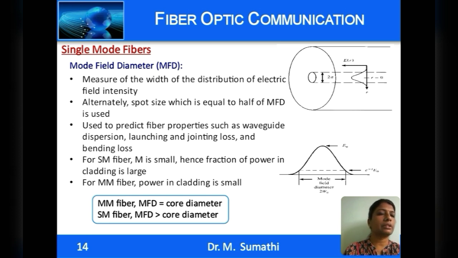and the graph shows for a Gaussian distribution, the mode field diameter, which is equal to 2 W naught, can be given as E naught by E square, where E naught is the maximum intensity of light. So the single mode fiber mode field diameter is greater than the core diameter.